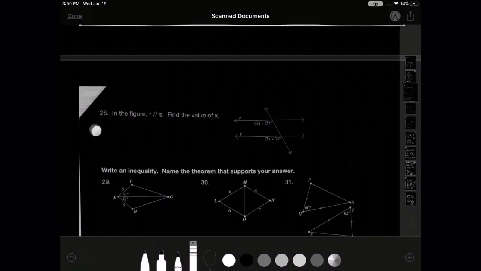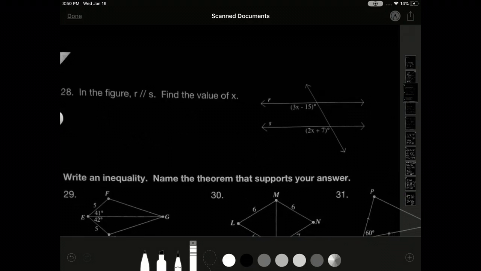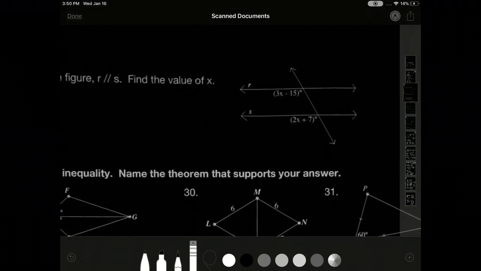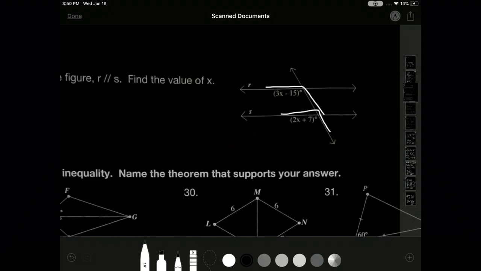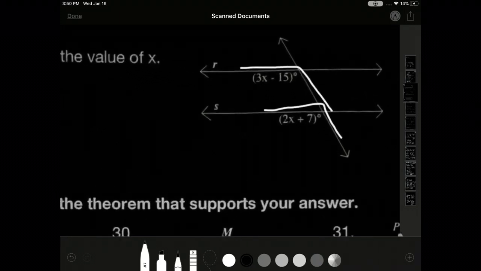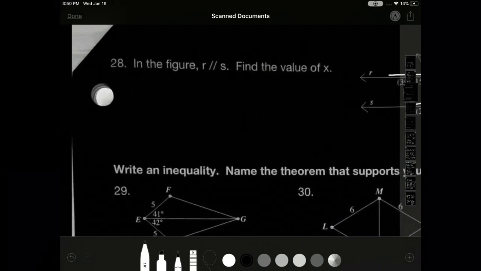In problem 28, we're told that R and S are parallel. We want to find the value of x. So now here, if you take a look at the angle measures that are actually given, they form that letter F. So they're corresponding angles, which means we can actually set them equal to each other. So we're going to set 3x minus 15 equal to 2x plus 7.